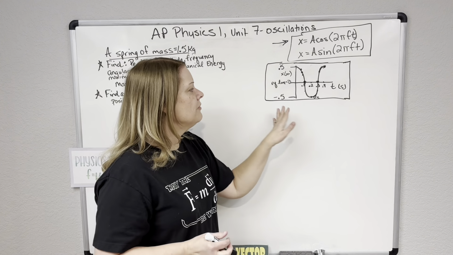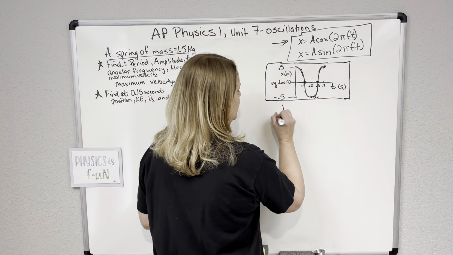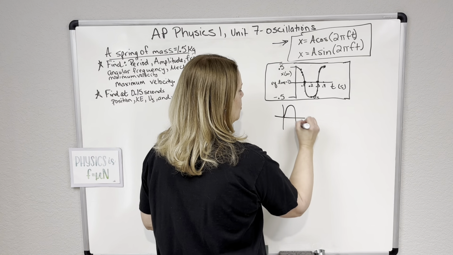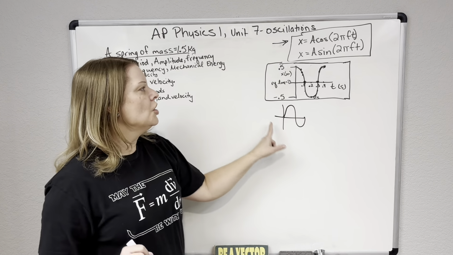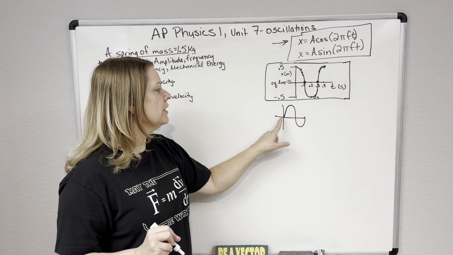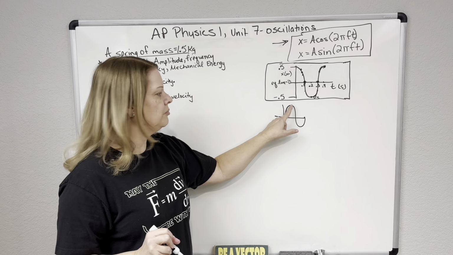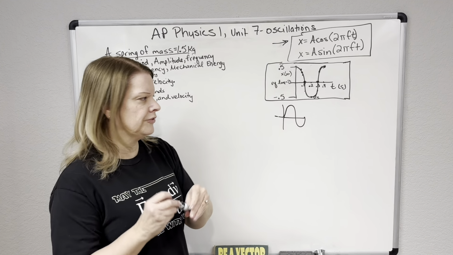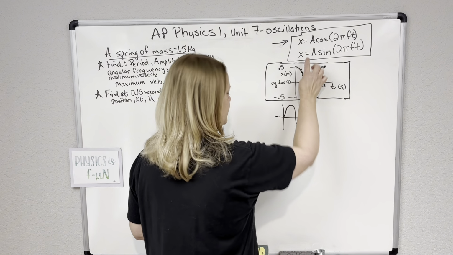If it were to start at equilibrium and then go up like this, then that is the sine curve. It's starting at equilibrium and going up to positive position and then down into negative position. And then you would use this equation.